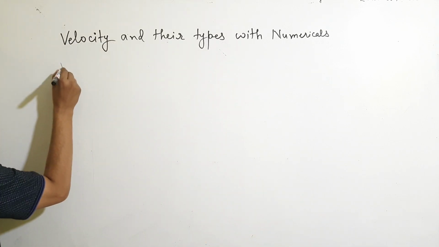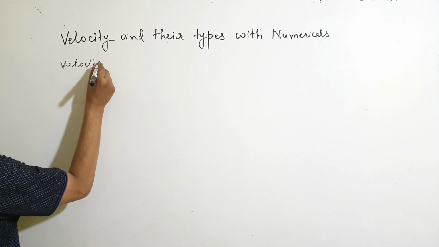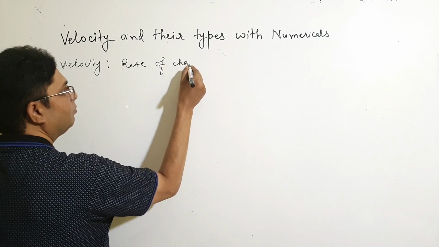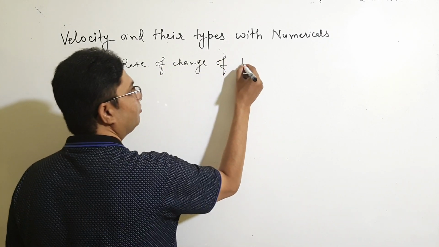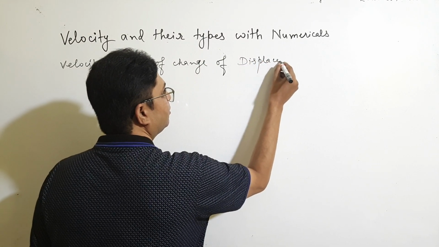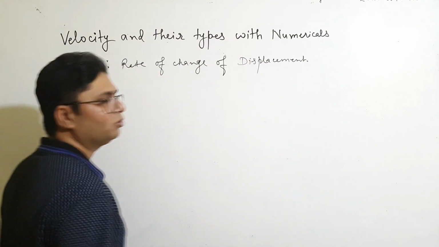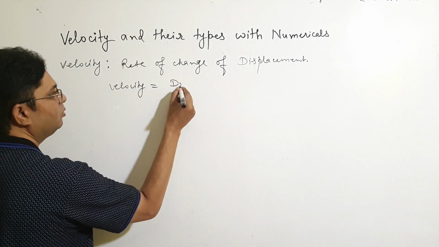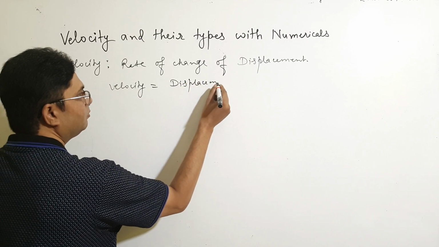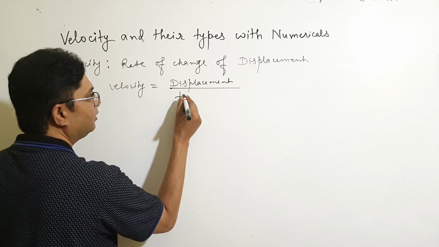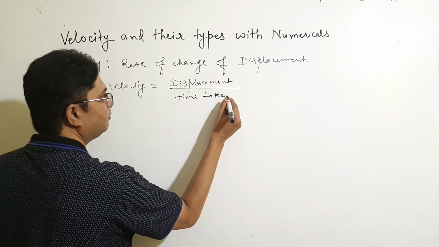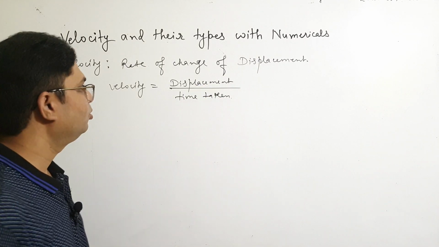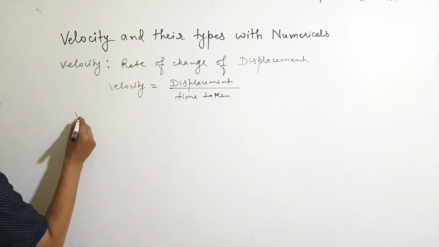So when you talk about velocity, this is rate of change of displacement in very short words. This means that velocity is equal to displacement by time taken. SI unit of displacement is meter and for time taken it is second. So SI unit for velocity is meter per second.